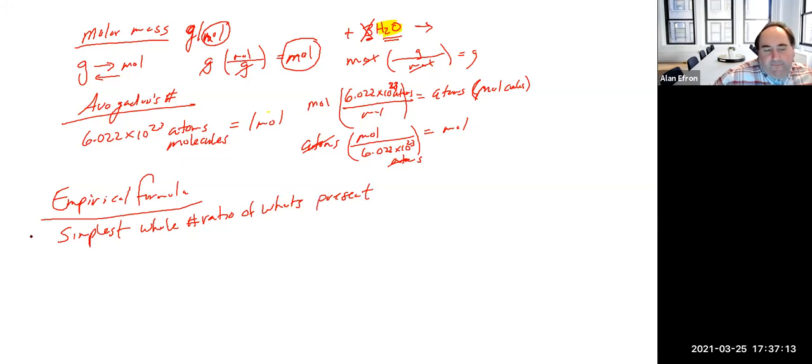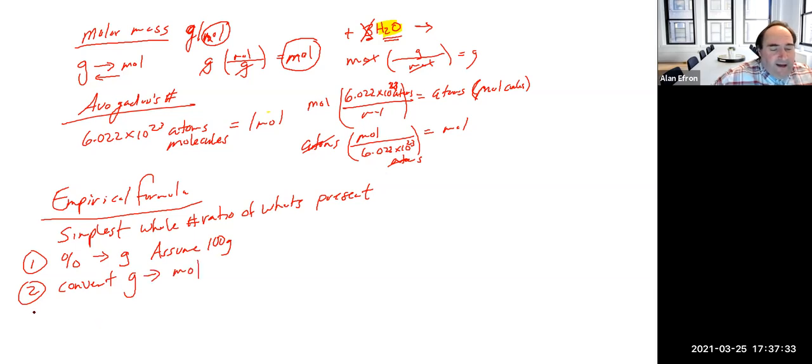And to calculate the empirical formula, there's basically a few steps. First off, if you have that percent composition, you want to convert it into grams. We could assume 100 grams is an easy way to do that. You want to then convert the grams to moles using the molar mass from the periodic table. You want to divide by the smallest number of moles. And if you divide all the moles by the smallest number and you hit whole numbers, then you have your empirical formula. You're good to go. You're done.